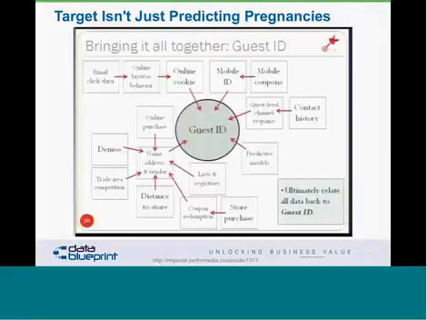Here's another example, and many of you have heard of this example from Target. Target's a wonderful company. They do a lot of really good things where they keep access to an awful lot of data about their guests. And they centralize it all on something called a guest ID. This is not a Target-alone model. They happen to be very good at it, but there are other organizations that do very similar kinds of things in order to do this.